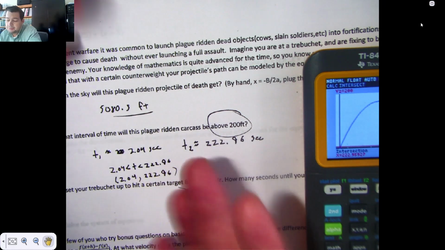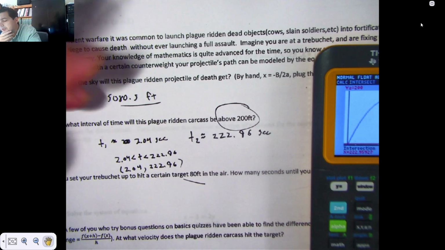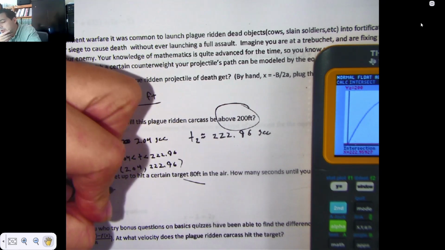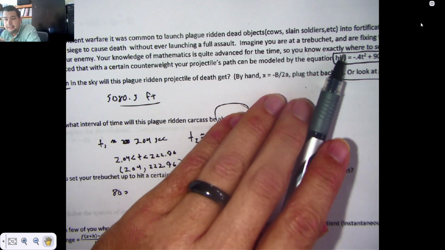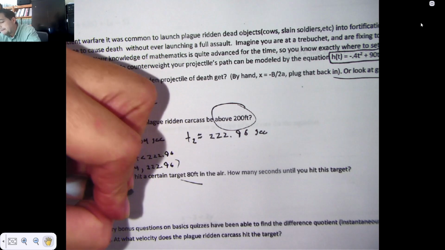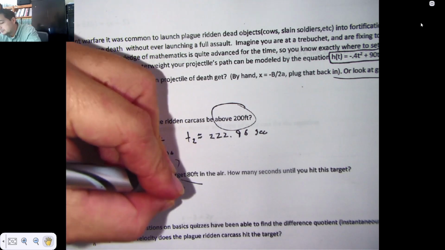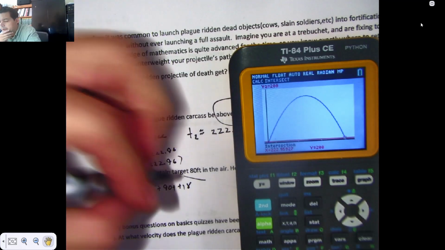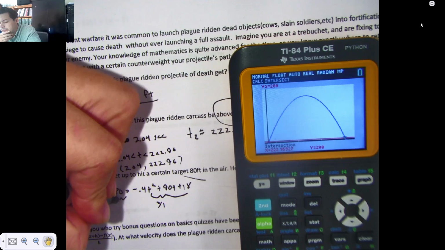And the twin, by the way, is way harder than the actual test. It really is. You set your trebuchet up to hit a certain target 80 foot in the air. So we replace the height right there with 80 because 80 is a height. I've already put this into Y1. So this is going to have to go into Y2.